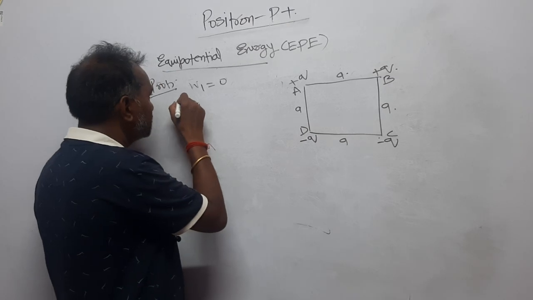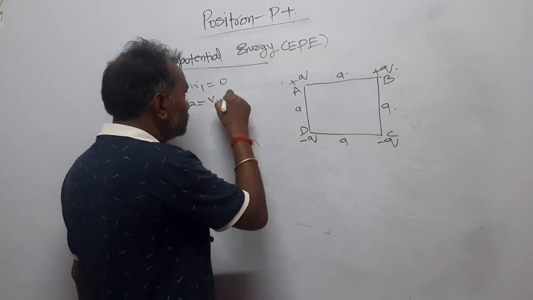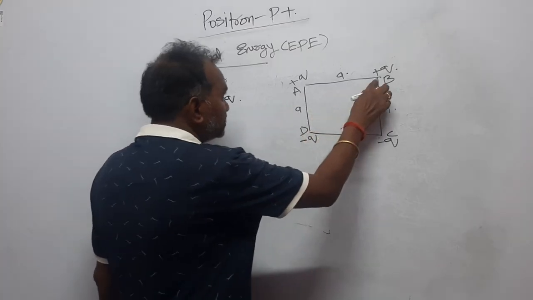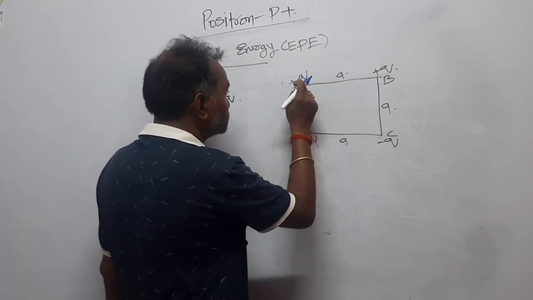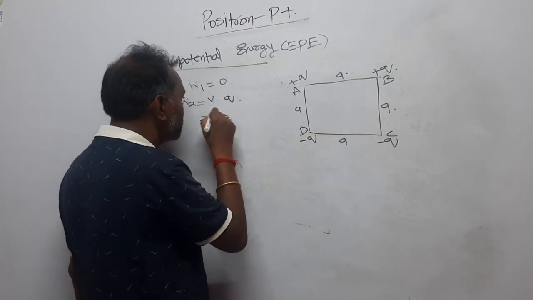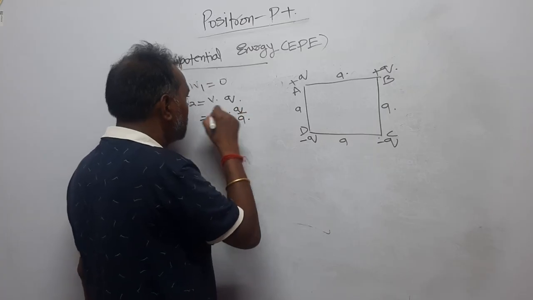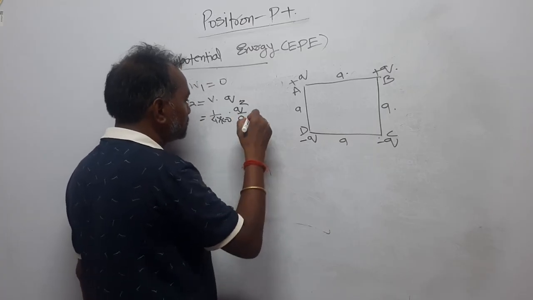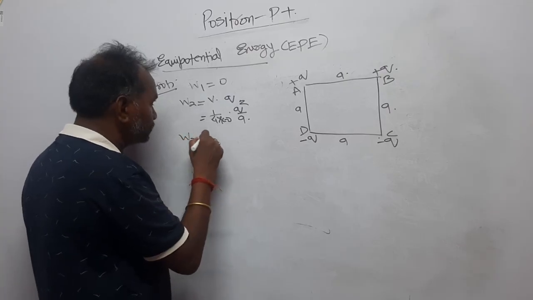In this case, W2 is equal to V into Q, and V at this point, because this charge is the first to come, the potential at this point due to this charge is 1 upon 4 pi epsilon naught Q by A into Q, that is Q square upon A. This is W2. Now let's find W3.